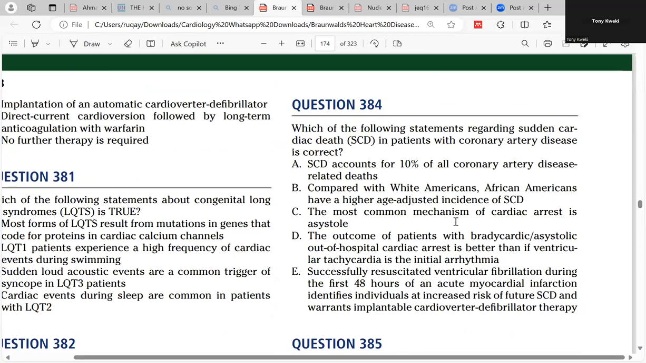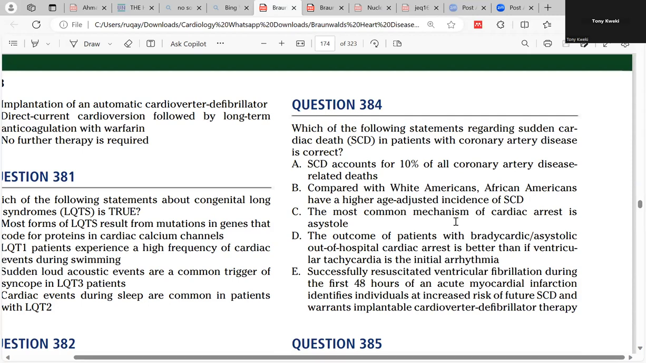So question 384, still on sudden cardiac death. Which of the following statements regarding sudden cardiac death in patients with coronary artery disease is correct? So before we go into the options, the most overwhelmingly frequent cause of sudden cardiac death is ischemic heart disease. I mean, especially in the West, and this is US, the book is mainly based on US data. And among patients with sudden cardiac death, the majority would have had an MI.